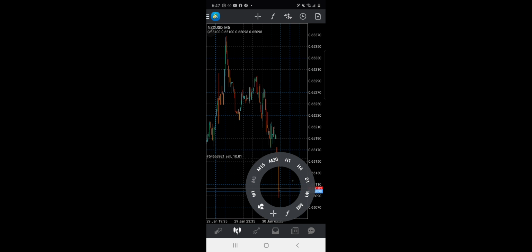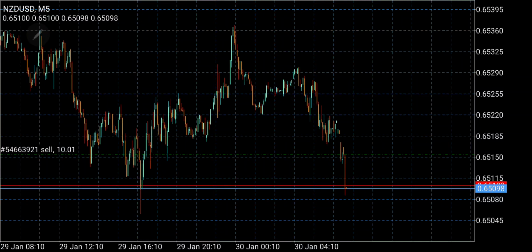All right, so boom, we got us a nice break right here. This is the 5 minute, got us a nice break right here. We were in there. I forgot to put a stop loss, but since I got in at, what is this, 65150, then I'll just put my stop loss at 65250 right there when I do put it in. But we got our break. Boom, it's pushing to the downside.